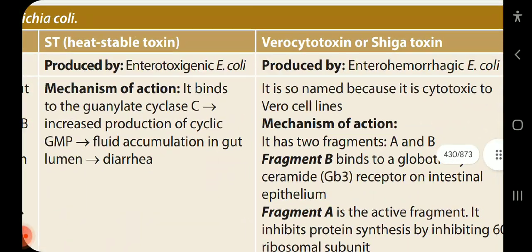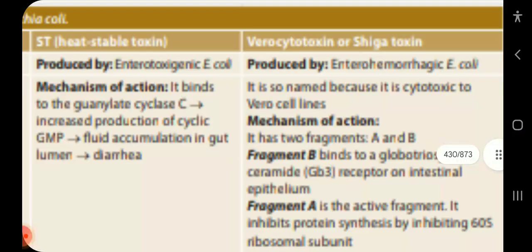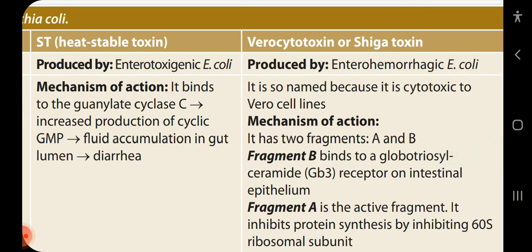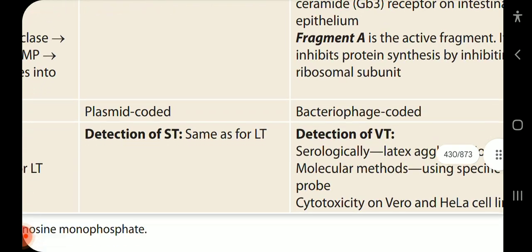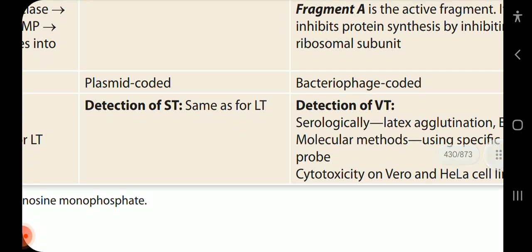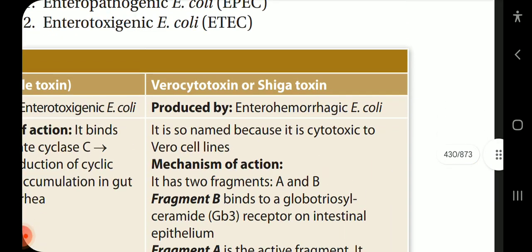Next comes the ST, or the heat stable toxin. It is produced by enterotoxigenic E. coli. Mechanism of action: it binds to guanylate cyclase C, increases the production of cyclic GMP, causes fluid accumulation in the gut lumen, and causes diarrhea. Again, it is plasmid coded and detection is the same as for LT.